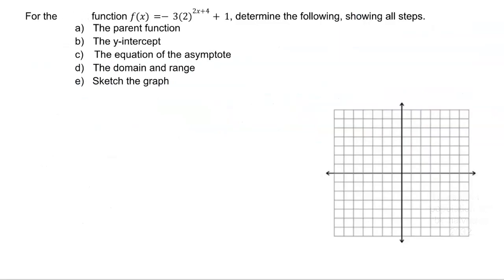This question asks, for the function f of x equals -3 times 2 to the power of 2x plus 4, plus 1, determine the following showing all steps. Now the first thing is the parent function. Well, that's pretty easy to identify because you just identify what the b value is, what that base is. In this case, it's 2, so the parent function is f of x equals 2 to the power of x.